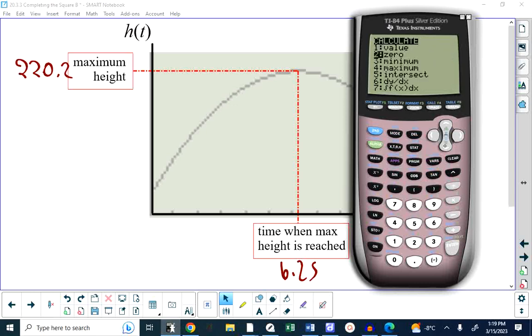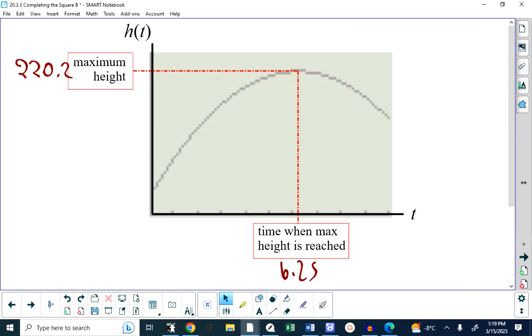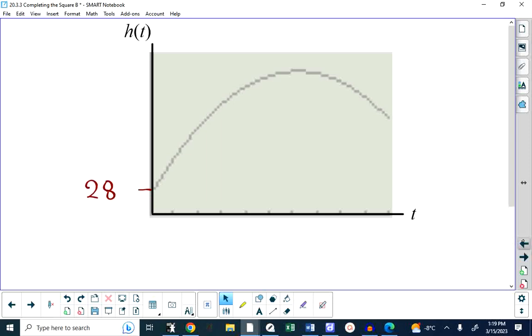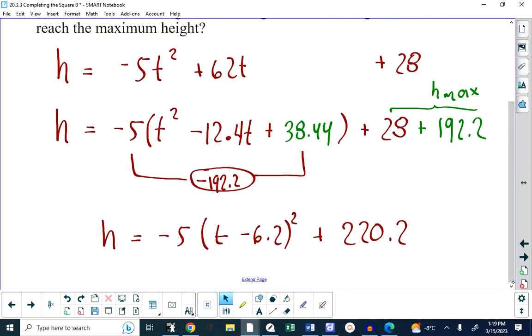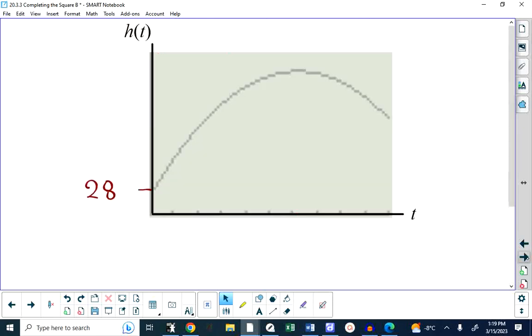Just to convince you, if you go to the max in your calculate menu, left, right, enter, 6.2, 220.2. So what we did here, we did without the hassle of window settings. Let's try one more. Two more actually, but we'll move on to the next one.